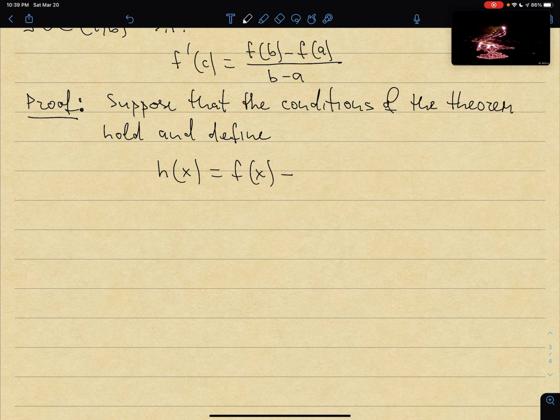Now, I need an equation of a line which connects point A, f of A, and B, f of B. For that, I can use the point-slope formula, or the two-point formula, actually. What is it going to be? Let's do it as a side here. The point-slope formula says y minus the coordinate of the initial point, which is f of a, is equal to the slope. The slope is the slope of the line that connects the initial point and the final point, so that's f of b minus f of a over b minus a.